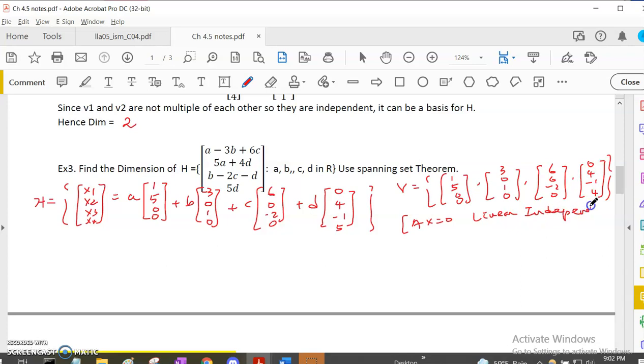We can also use the IMT to see, because this is 4 by 4, so it's a square matrix, to see if it is reducible to an identity matrix. So either way is fine. Or in general, we'll just solve Ax equals 0. So if they are linearly independent, they have only the trivial solution, right? Only a trivial solution.